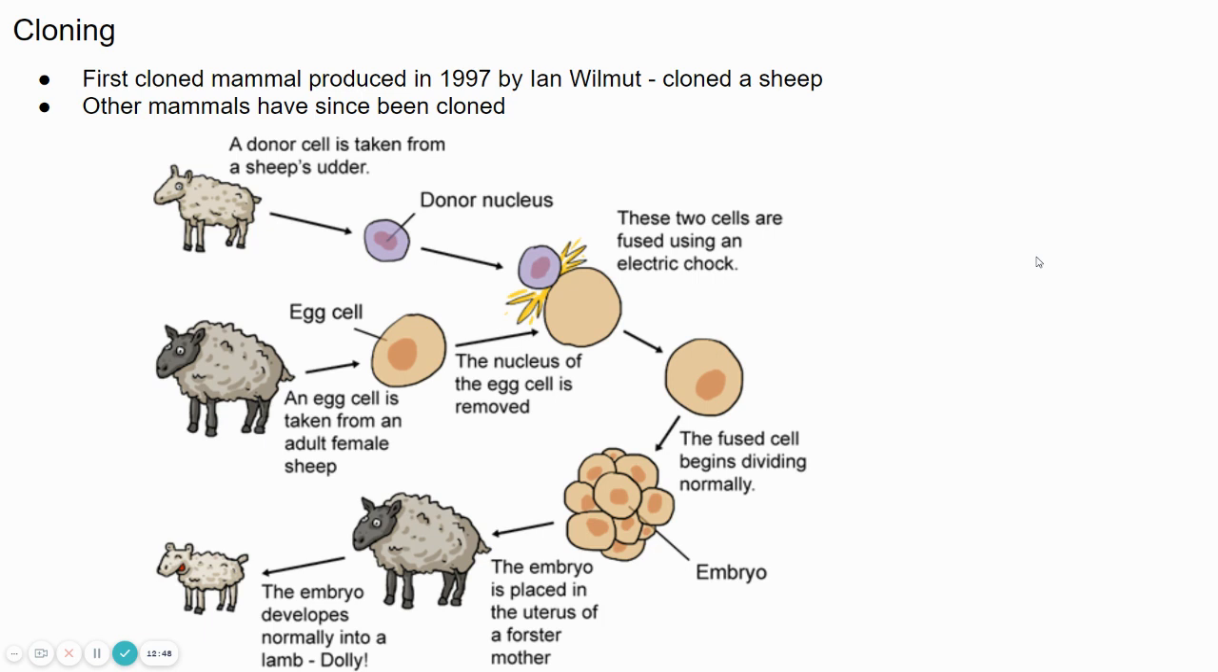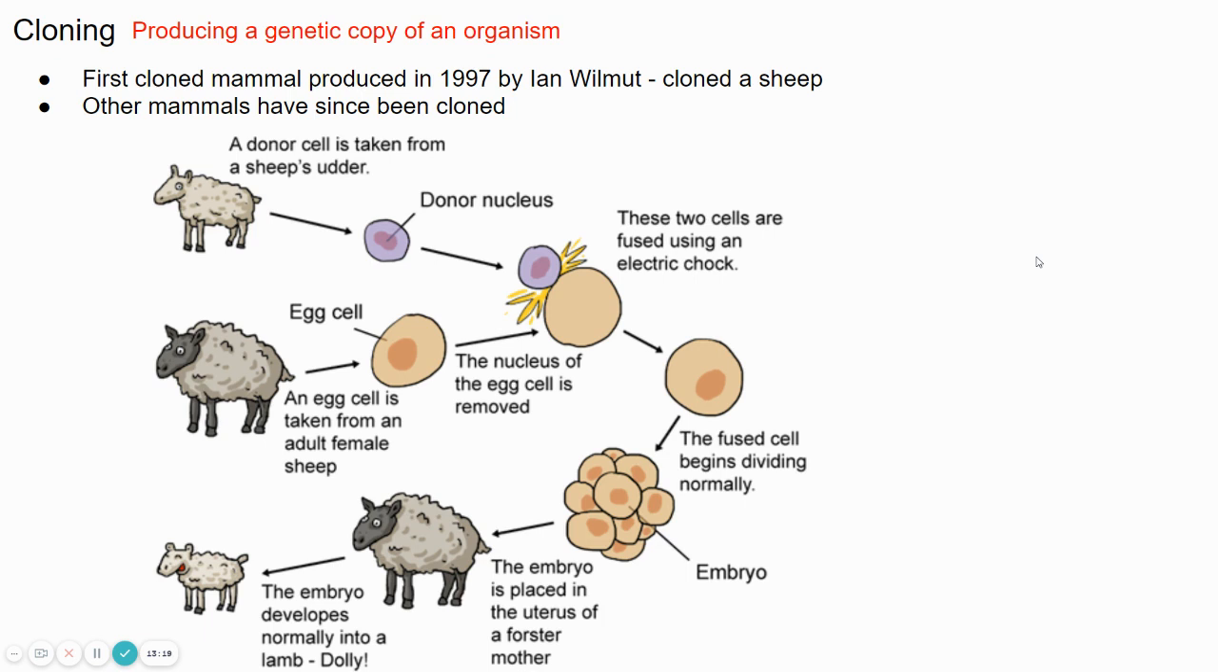Another type of genetic technology that used to be new, but now it's not. It's been happening for 30 years. Is cloning. Cloning is basically producing an exact genetic copy of an organism. The first cloned mammal was a sheep called Dolly. It was 1997. Eventually, but here's how cloning works.